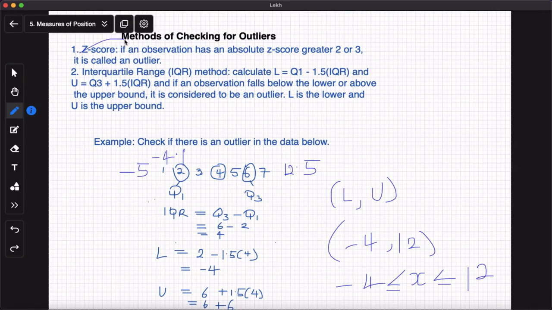All right, so those are the ways by which you can check. So your z-score and your interquartile range are the ways by which you can check for the presence of outliers. So with that, we have come to the end of this lesson.